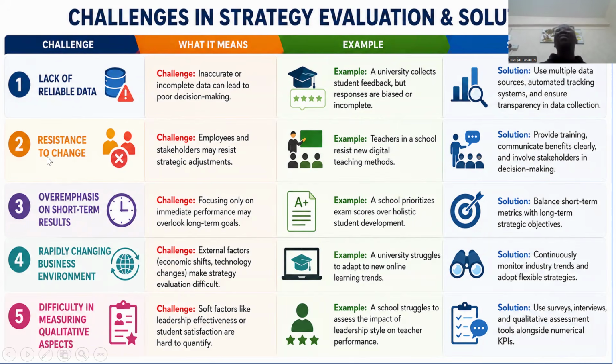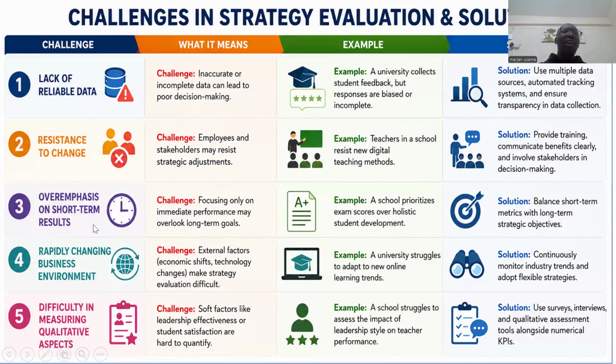Number 2, resistance to change. Employees and stakeholders may resist strategic adjustment. Sometimes you evaluate, and from your evaluation, it means you need to change something, but your employees, they don't want you to change. So what should you do? What is the solution? Provide training, communicate, and involve the workers.